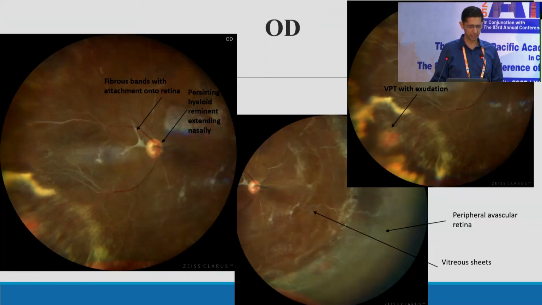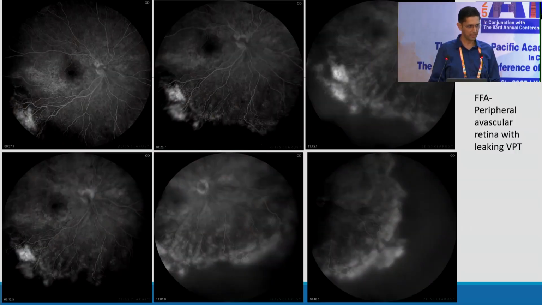But the fundus picture in the right eye showed these fibrotic bands in the vitreous connecting to the retina, some sclerosed vessels, an active VPT lesion, vasoproliferative tumor in ITQ with exudation, and a significant amount of PAR with vitreous condensations. This was very well highlighted on the FFA, showing the PAR and the leakage from the VPT.